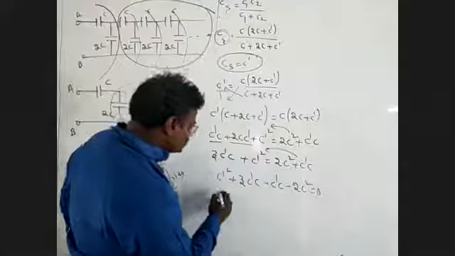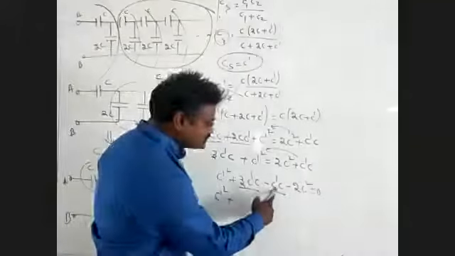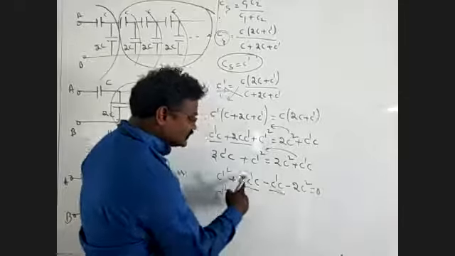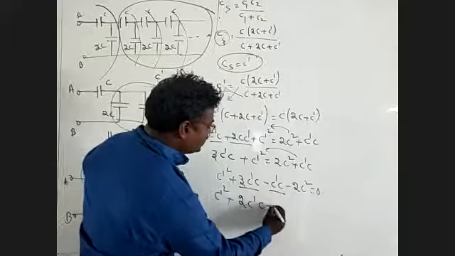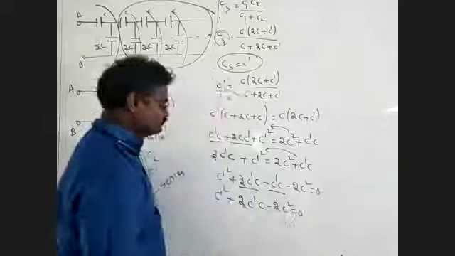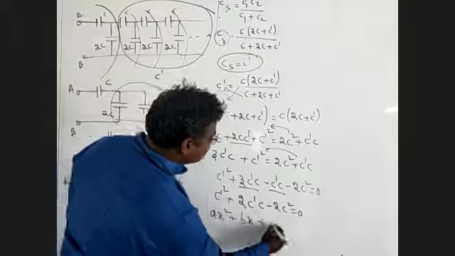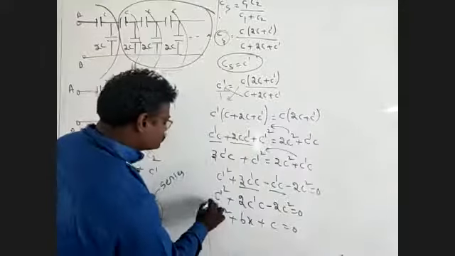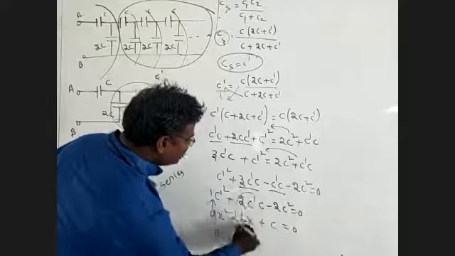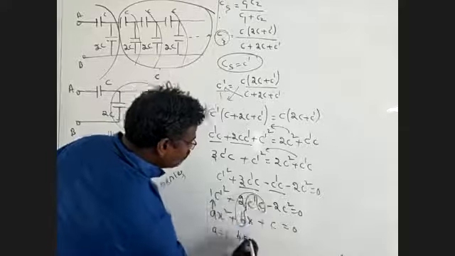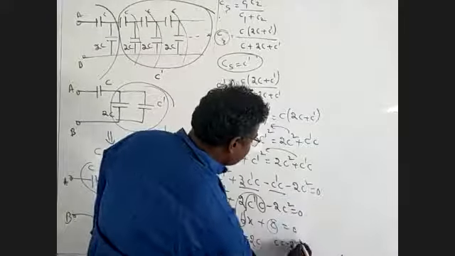Now the equation is C dash square plus 3C dash C minus C dash C, which gives 2C dash C, minus 2C square is equal to 0. Comparing this with the quadratic equation ax square plus bx plus c is equal to 0, the A value is 1, the B value is 2C, and the C value is minus 2C square.